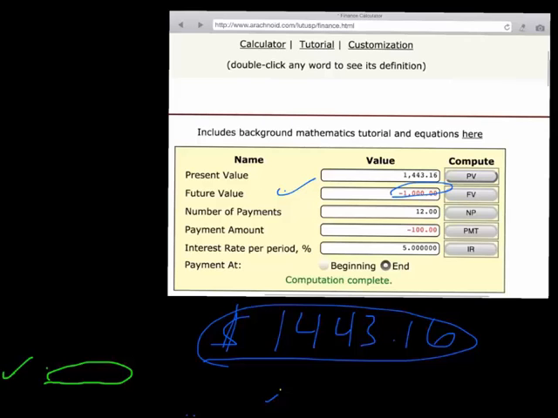If you were to discount all those cash flows back down to today, this would be a fair price for this bond, right here. So that is how you calculate the present value for a bond.